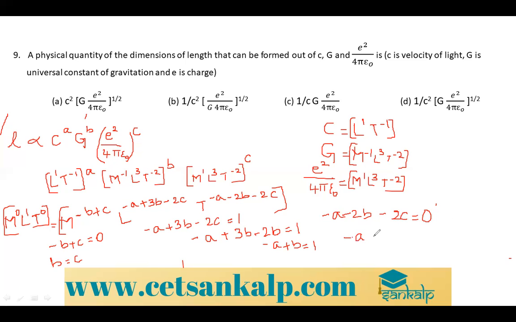Minus A minus 2B minus 2B is equal to 0, that is minus A minus 4B is equal to 0. Okay. Next, now I got 3 equations. So with these 3 equations we have to solve now.